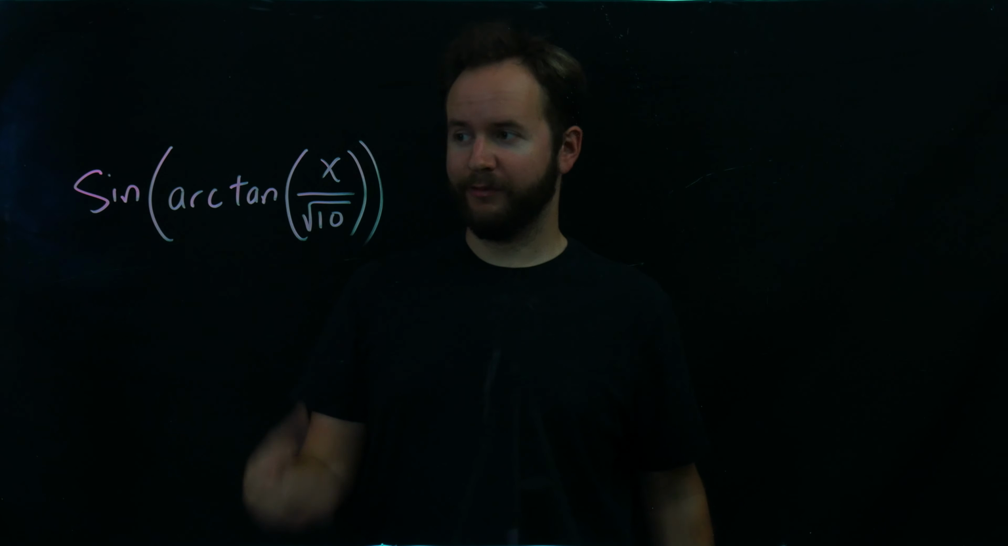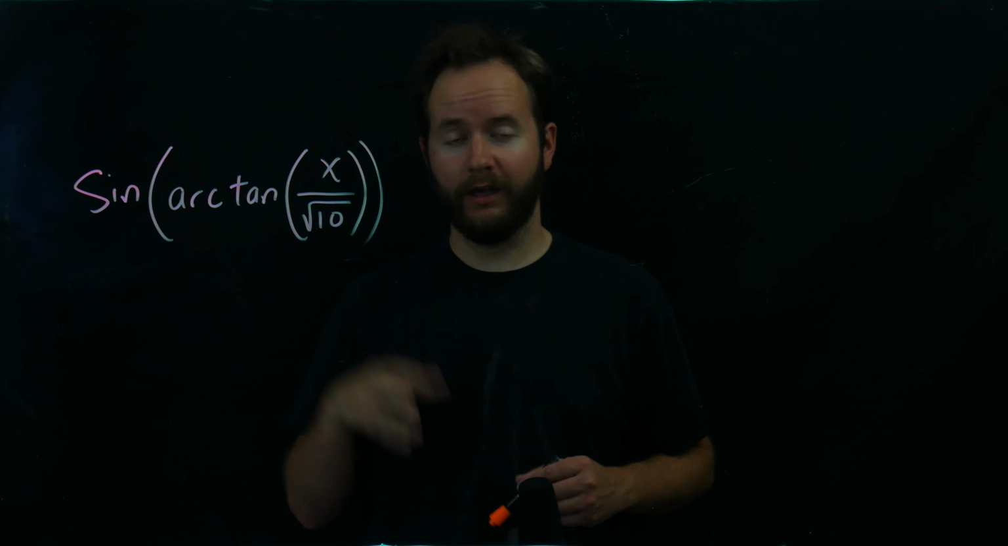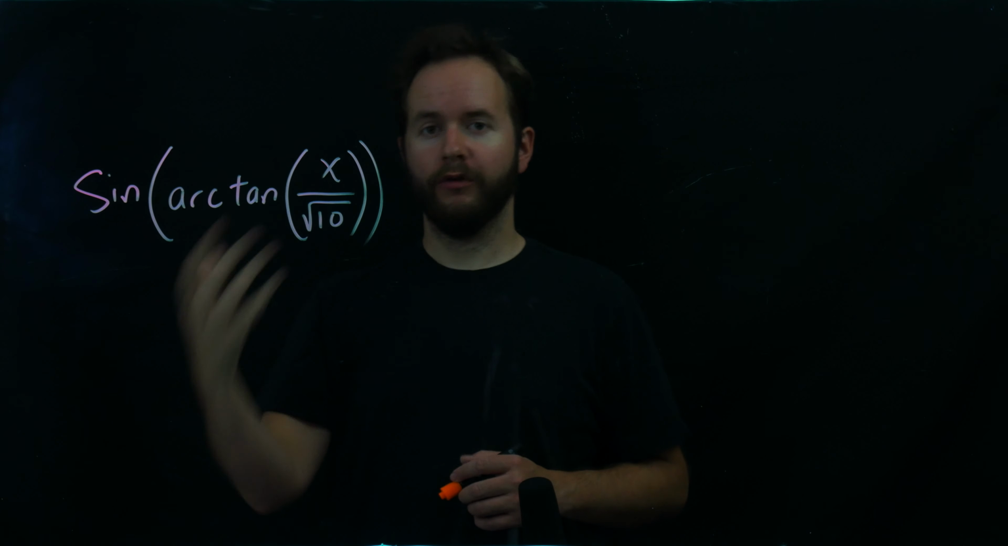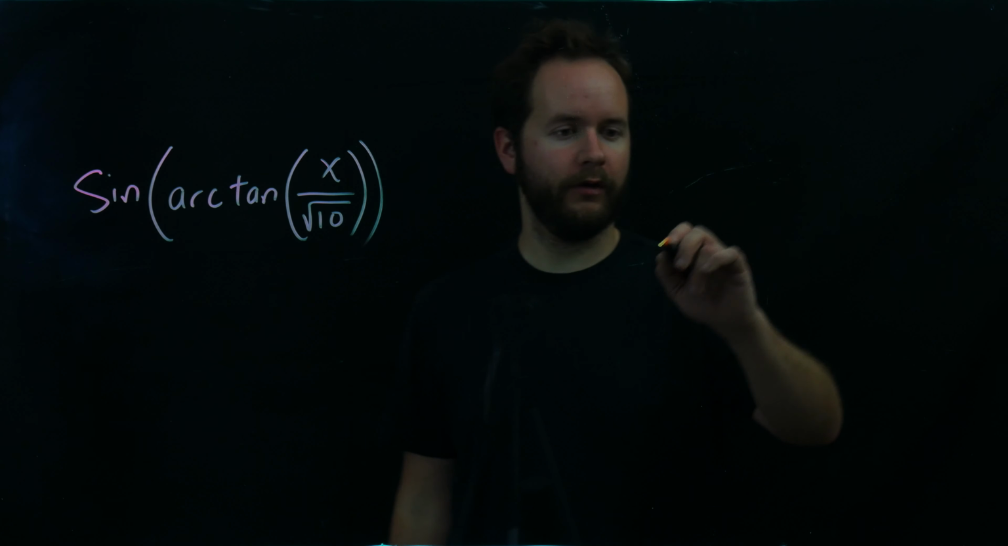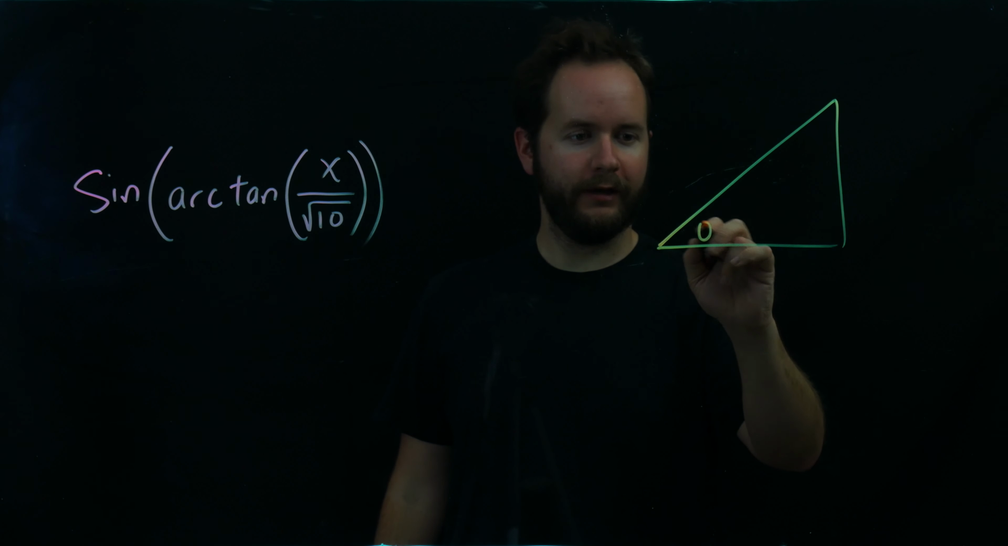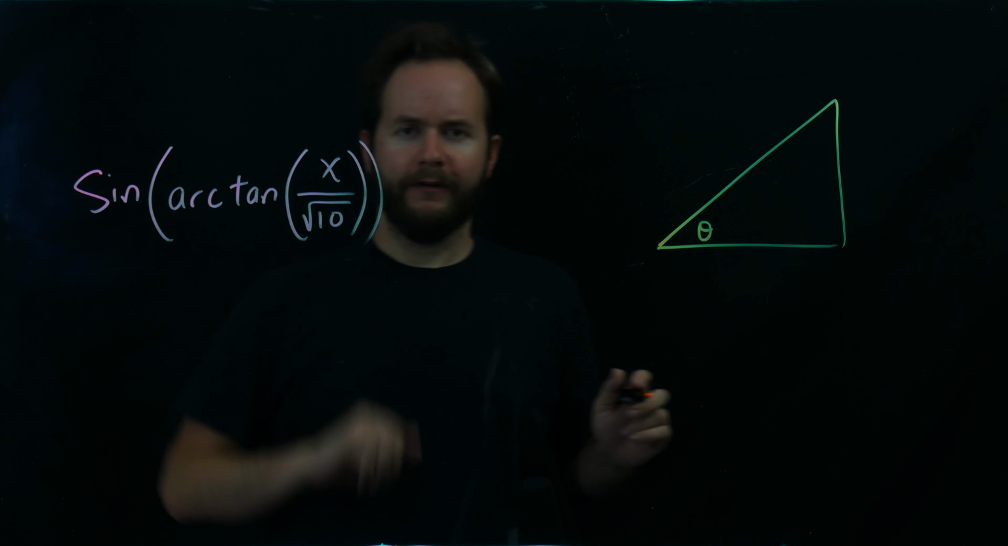Here we have a wacky trig expression, the sine of arctan of x over root 10. When you encounter this type of problem, your first step is to draw a triangle. So we're going to draw a triangle off to the right here with an angle theta down below. Let's ignore the sine for a moment.